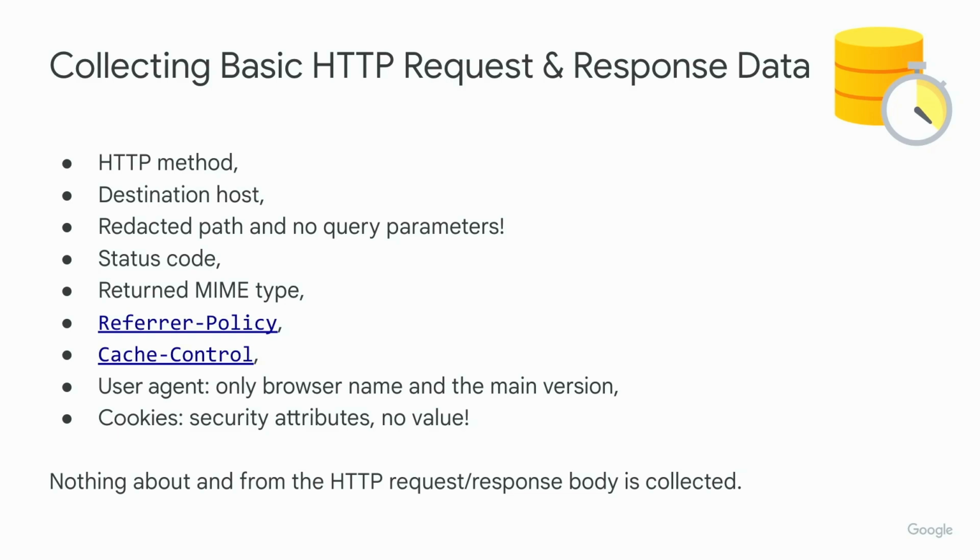Status code, content type, referrer policy, cache policy, and a little bit of information about user agent, but only browser name and the major version, because we want to understand the usage of given browsers, but also how a given response will be interpreted by a browser. So we need to know its version. And a little bit of information about cookies, but no cookie value, just security attributes, and usually that's enough. So we need to be very careful what we collect and aggregate that data as soon as possible.